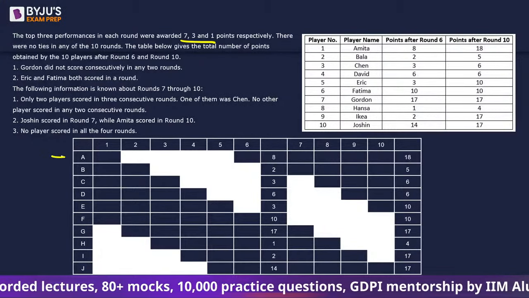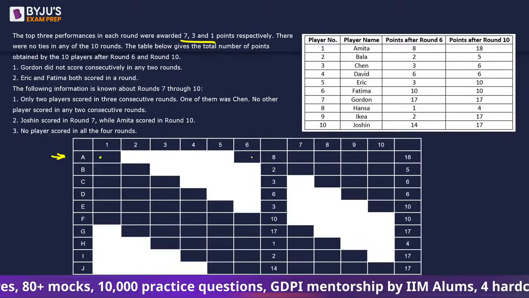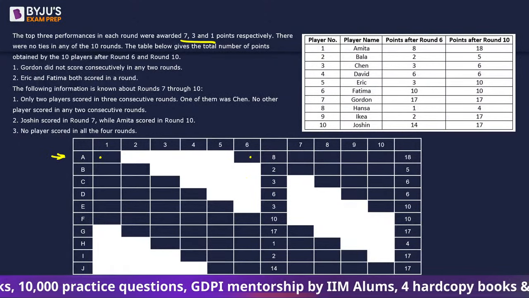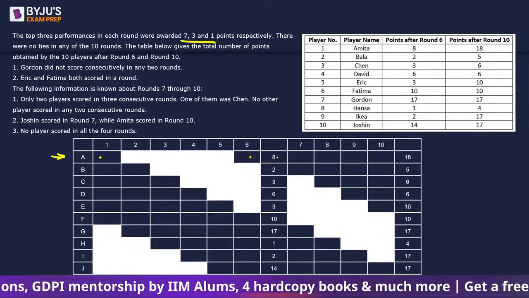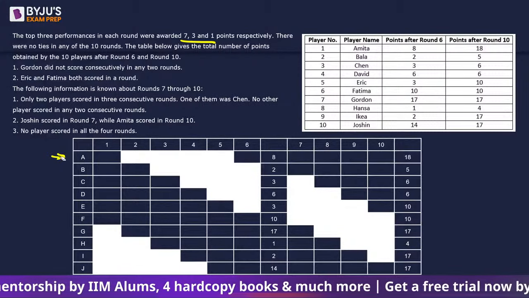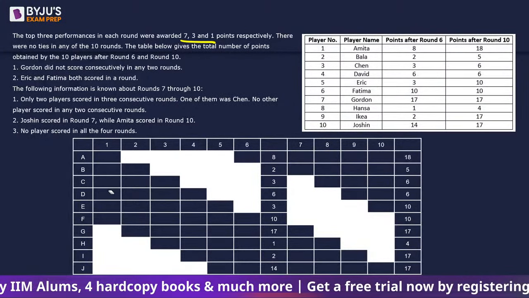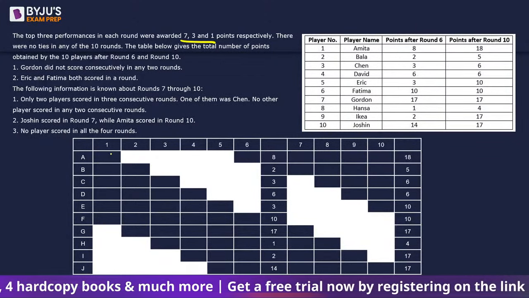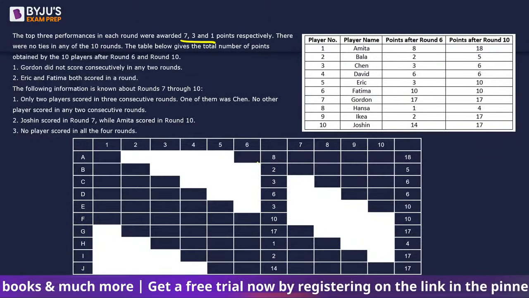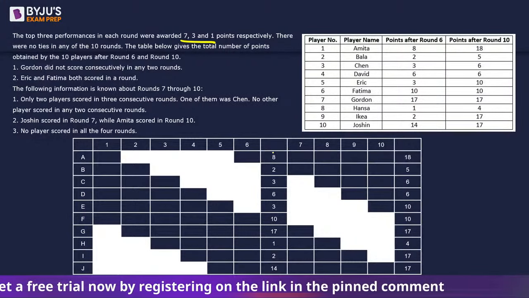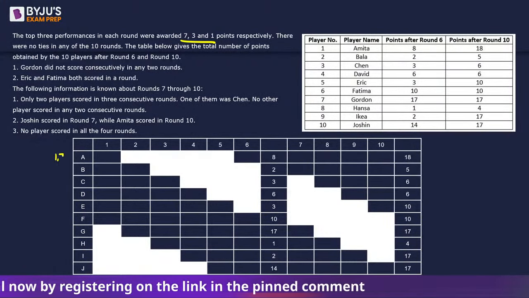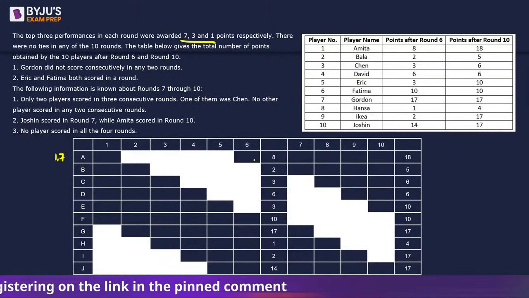Let's begin with A. A played only 2 rounds in the first 6 rounds, and he was able to score 8. How is it possible to make 8? Obviously it's going to be 1 and 7. That's the only possibility. Which one is 1? Which one is 7? No idea. So A will get 1 and 7, but I don't know which is which.